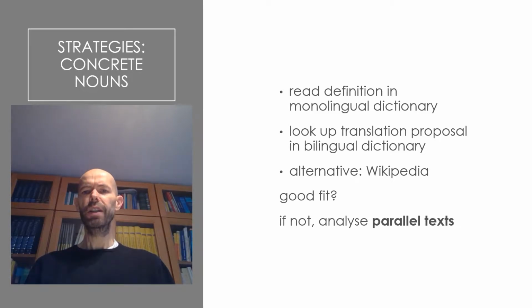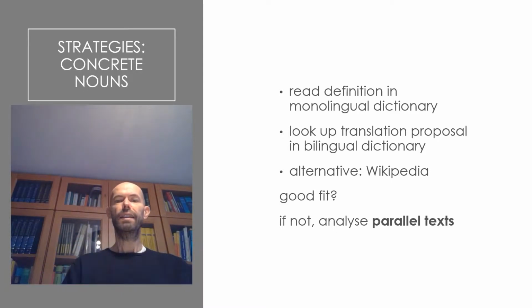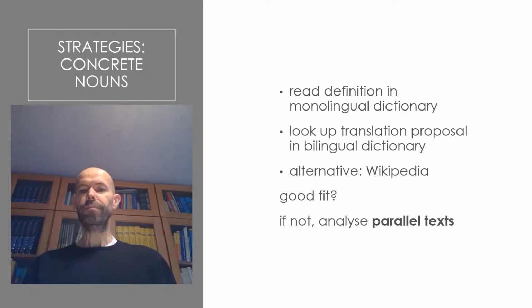Well, I'd suggest reading a definition in a monolingual dictionary first. I hope you came up with the same idea here. So read a definition in a monolingual dictionary first, because this is the way that native speakers of the language will normally describe the meaning of the word. Experienced native speakers, lexicographers, the way they define the word. And then in a second step, you can look up a translation proposal in a bilingual dictionary. So first read a definition in the monolingual dictionary, then look up a translation proposal in a bilingual dictionary, and then decide whether you've achieved a good fit between the source language and the target language.